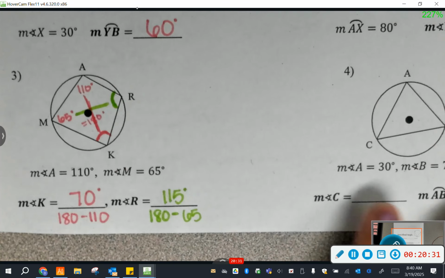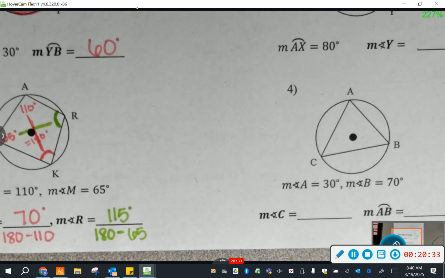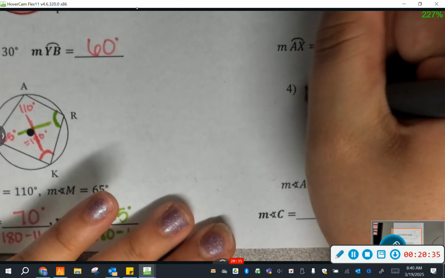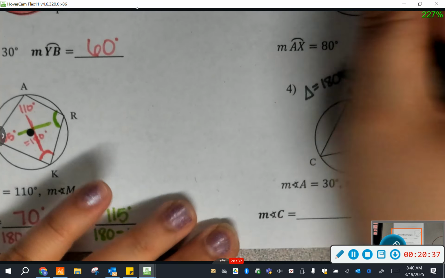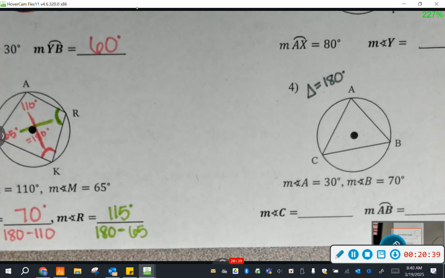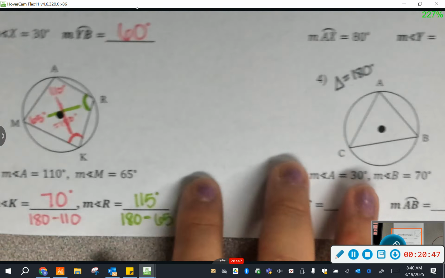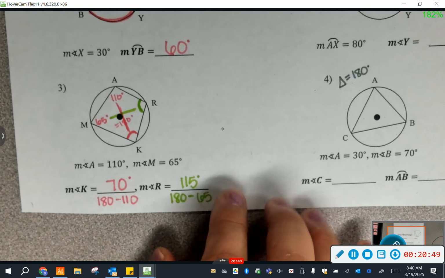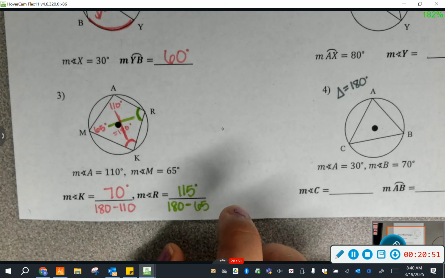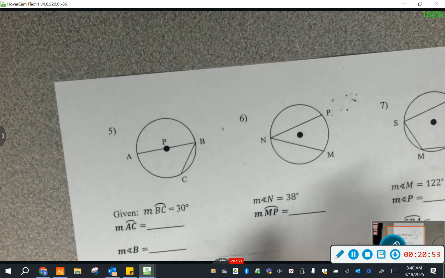To help you with number 4, I'm not going to do it for you, but I would like you to write for number 4, just a reminder, a triangle equals 180 degrees. Just remember that. All right, turn your paper over, please. Did y'all get all of that written down? Turn your paper over. Number 5.